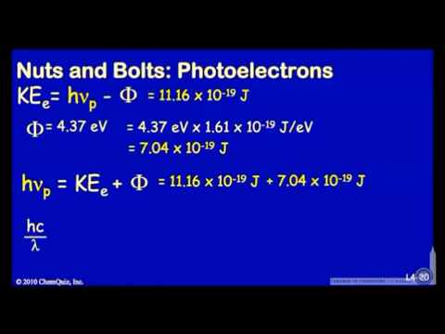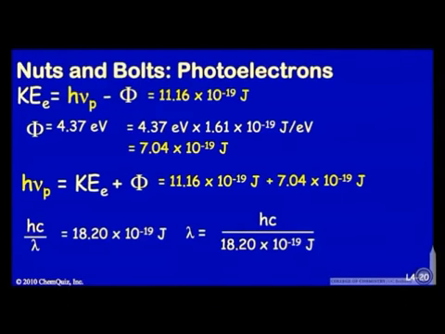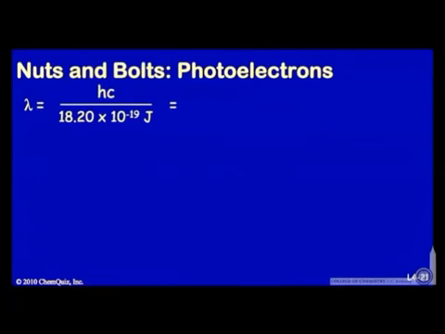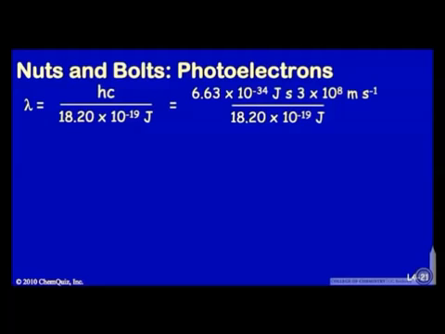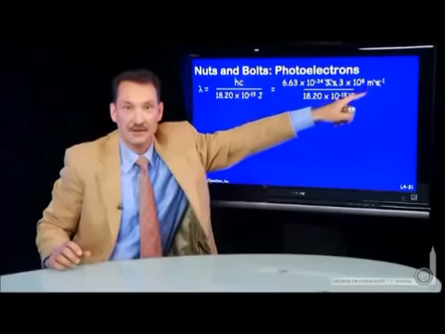We can express the photon energy in terms of its wavelength as well as its frequency. And that has to equal the sum of these two, or 18.20 times 10 to the minus 19th joules. Of course, we can solve for the wavelength now. That's just hc over 18.20 times 10 to the minus 19th joules. And we can do that math. This number, plug in Planck's constant and the speed of light in joules per second and meters per second. And then we'll notice that the units of joules will cancel out, and the units of seconds will cancel out, and leave us units of meters. And that's what we want.